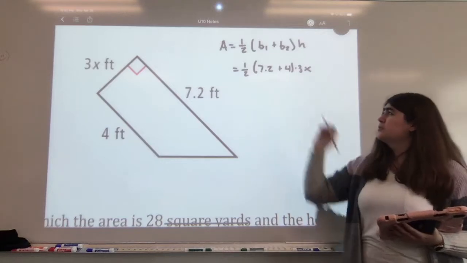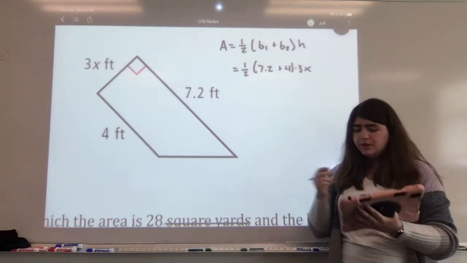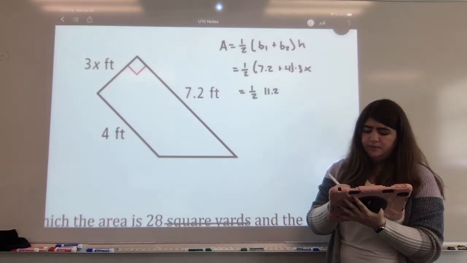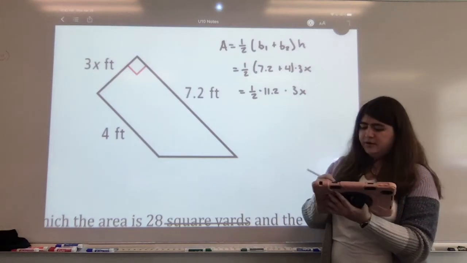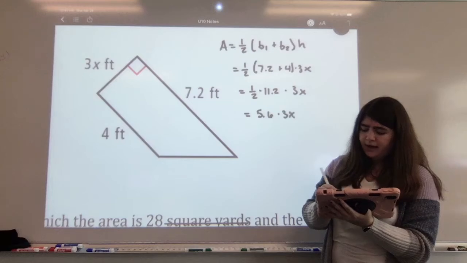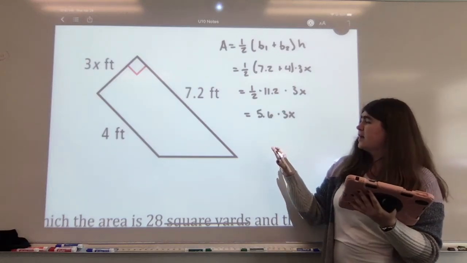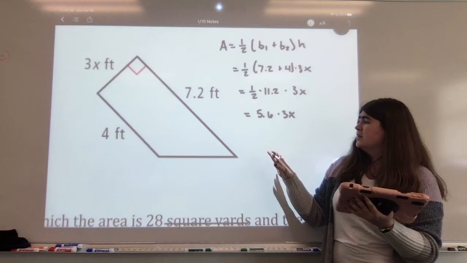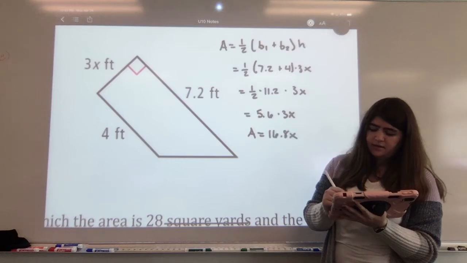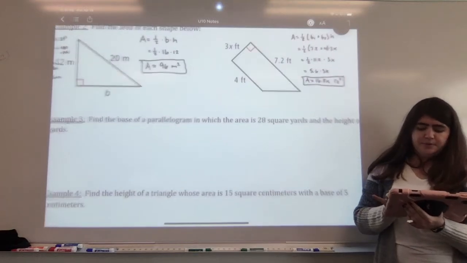So 7.2 plus 4 is equal to 11.2. So I have 1/2 times 11.2 times 3x. Half of 11.2 is 5.6. So I have 5.6 times 3x. 5.6 times 3 is equal to 16.8. So I have the area is equal to 16.8x feet squared.